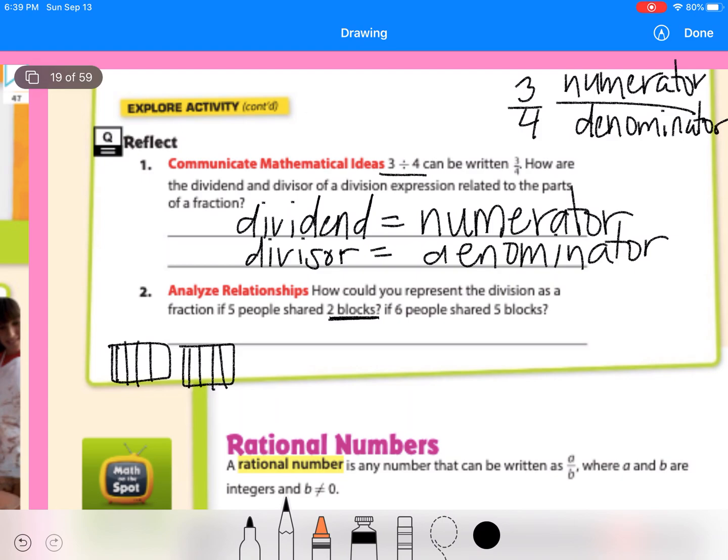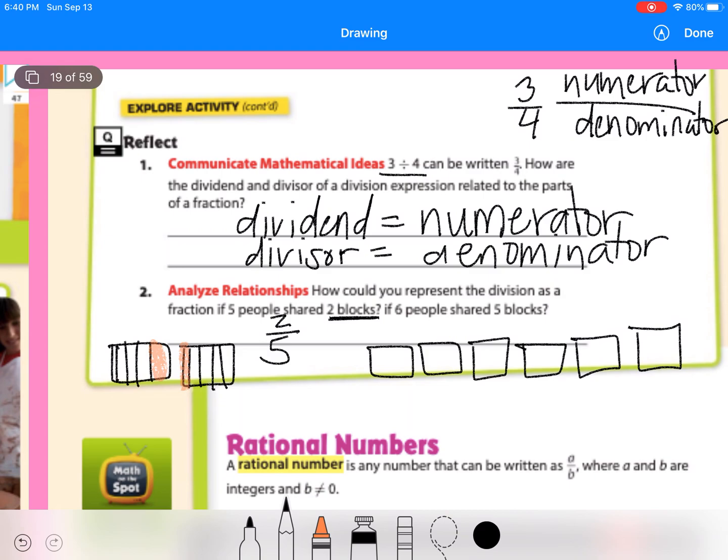So, what fraction would each person have? They would have 2/5. Because if I'm one person, then I get one piece over here and one piece over there. Okay, so then what if 6 people shared 5 blocks? 1, 2, 3, 4, 5, 6.